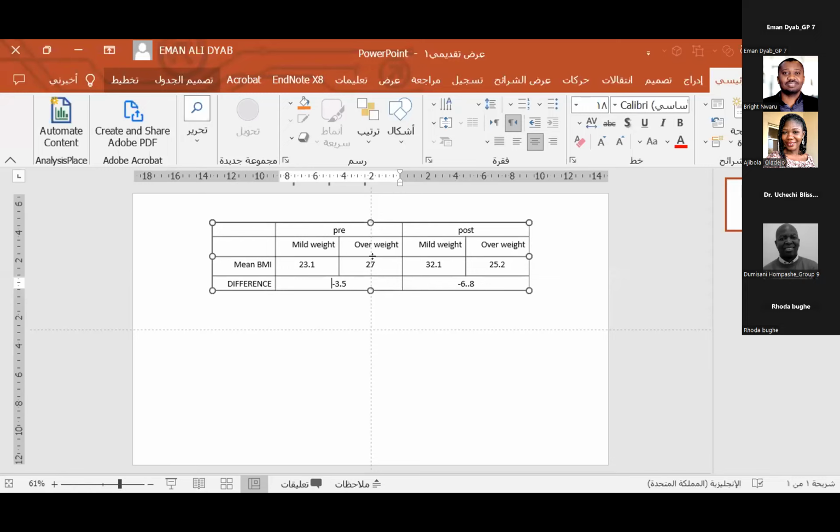At the same time, the comparison of overweight pre should be done with the overweight post. So we noticed that both subsets become more obese or have increased in the body mass index after the surgery. So this surgery led to an increase in body weight for both subsets.